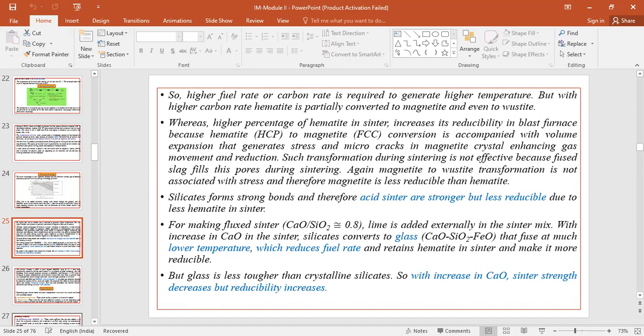And this glassy phase is of around CaO, SiO2, FeO, that fuse at much lower temperatures, which reduces the fuel rate and attains the hematite phase in the sinter and makes it more reducible. But the strength of the sinter may get reduced. Even though the reducibility increases, the sinter strength may get reduced.